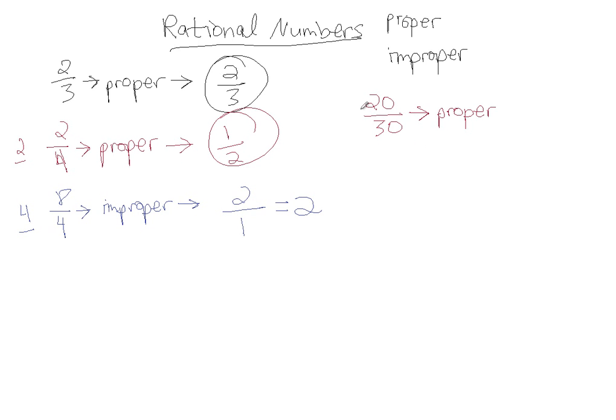Well, is there anything we can divide evenly into both the numerator and the denominator? And of course, we can take 10. 10 will divide into 20 2 times, and 10 will go into 30 3 times. 2/3, like we saw up here, is in lowest terms. But there's also a shortcut here that we can use.